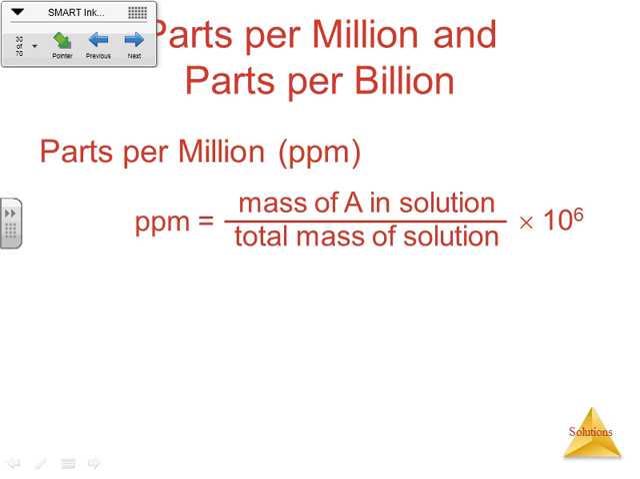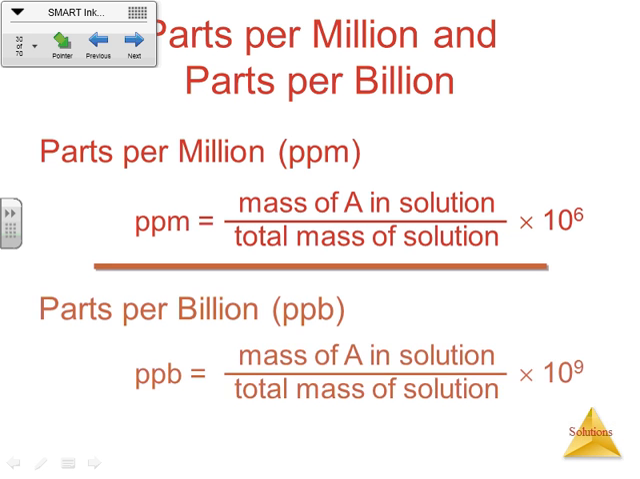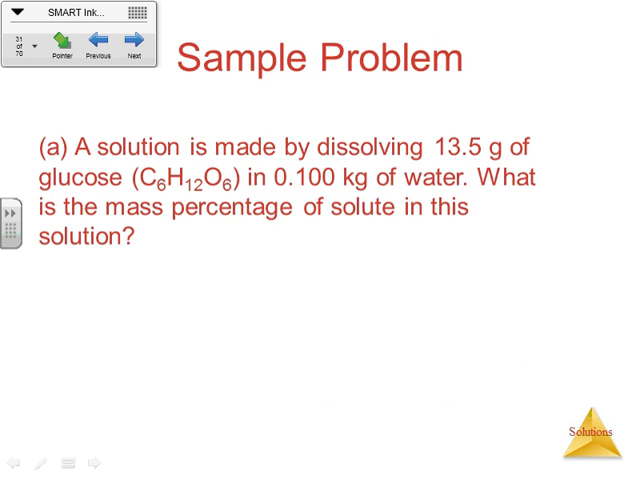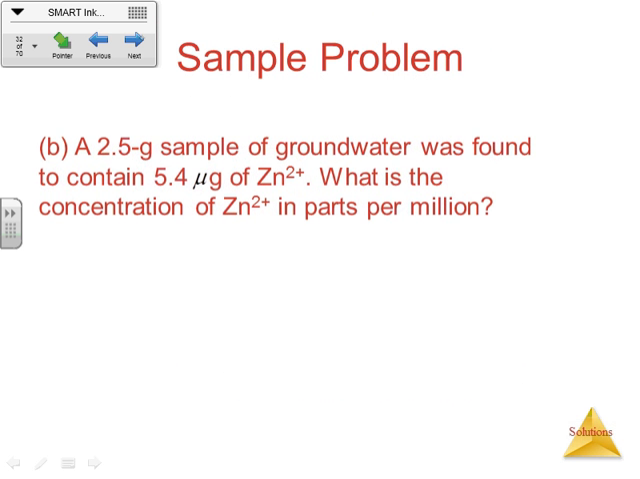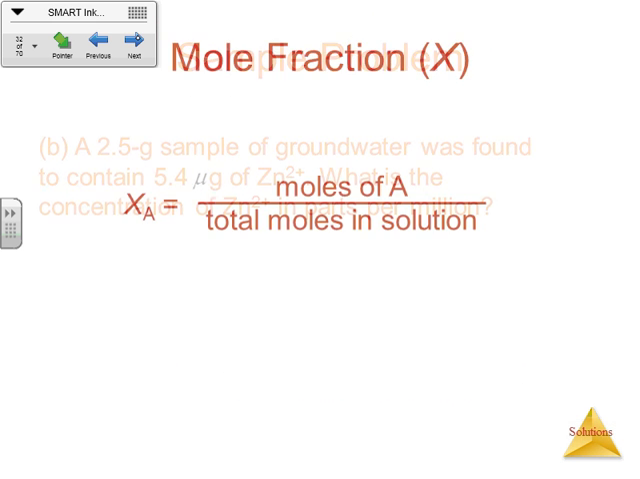It's not on your equation sheet, and they specifically said in an exclusion statement, students don't need to know how to do this, okay? Parts per billion, same thing except you multiply it by a billion instead of a million. So we can skip the sample problem that has to do with that stuff because we're not doing it.